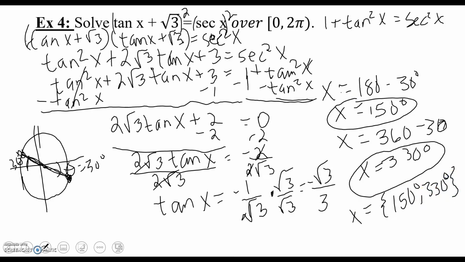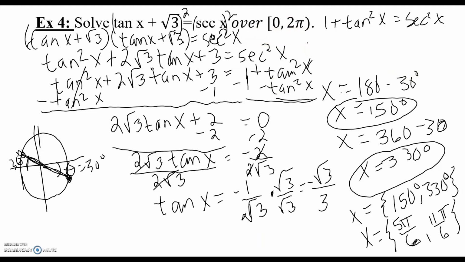All right, and so that is how you would solve that problem. Oh, matter of fact, I did that in degrees, but it asked for radians, so you could just convert those over to radians. So 150 in radians is 5 pi over 6, and 330 is 11 pi over 6. So you will have to write your answers in radians because it gives this interval in radians right here, okay? That's how you would solve that.